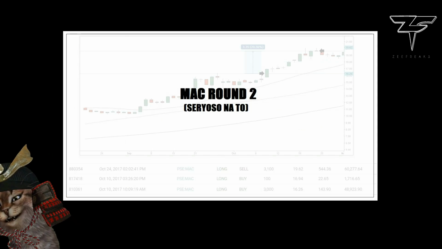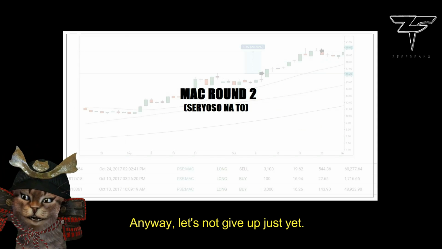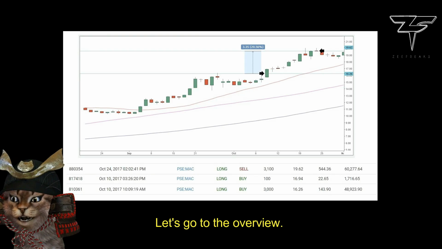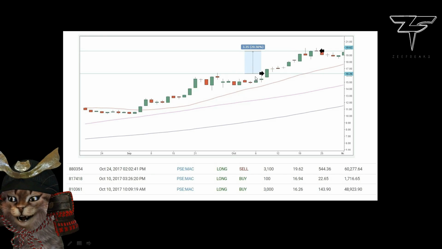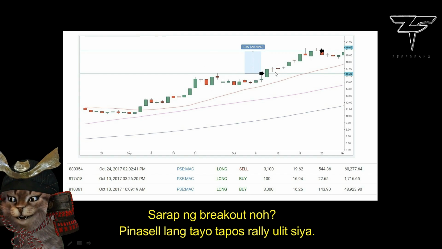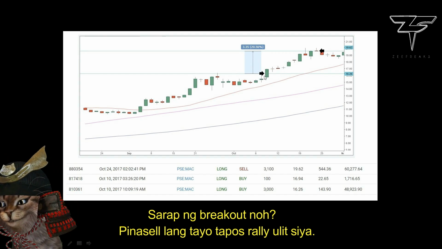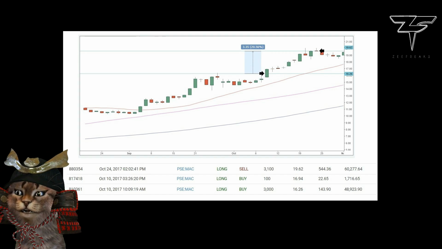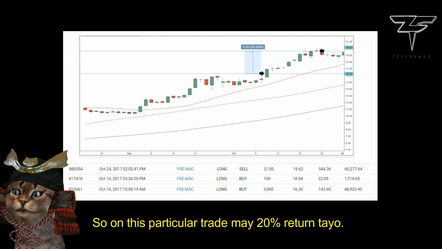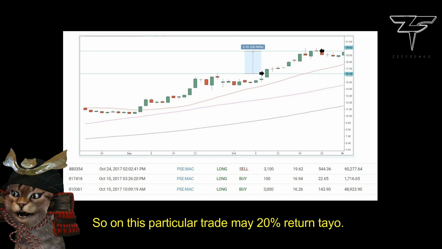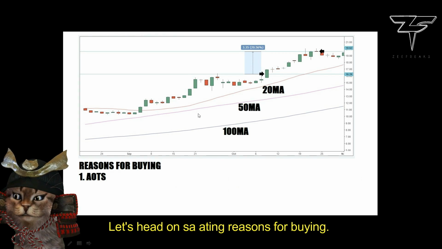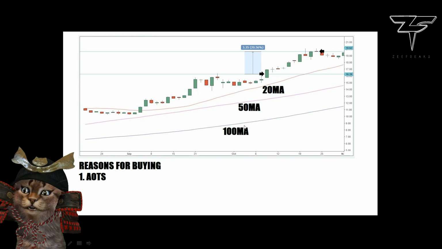Anyway, let's not give up just yet. Here's MAC round 2. Let's go to the overview. Sarap ng breakout, no? Pinasell lang tayo. Ayan, no? Pinasell lang tayo, tapos rally ulit siya. So on this particular trade, may 20% return tayo. Let's head on sa ating reasons for buying.